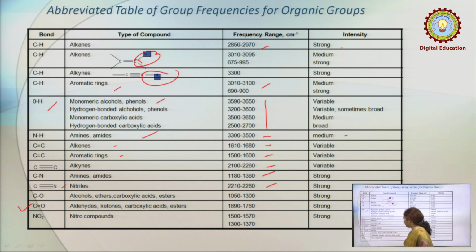C double bond O for aldehydes, ketones, carboxylic acids and esters. This is the most important peak. With the help of this, we can easily determine the carbonyl groups in the form of aldehydes, ketones or esters. And last is NO2 for nitro groups, and C single bond O in the case of alcohols, ethers, carboxylic acids and esters.